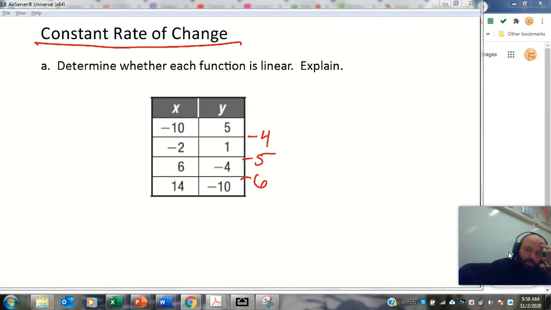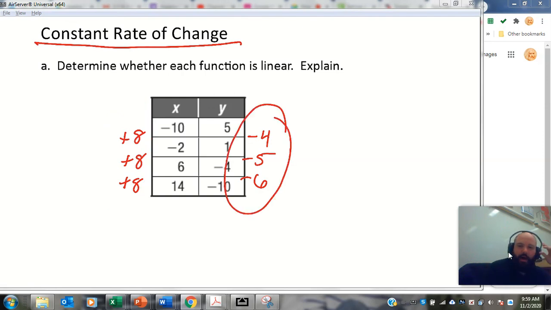And so we can already see that this is not going to be a linear set of data because the y values are not the same. But let's look at the x's. Over here, I'm adding 8 to go from -10 to -2. And then from -2 to 6, that's also adding 8. And then from 6 to 14, that also added 8. So you can see the x values are consistent, right? But because the y values are not the same, this is not linear. And so the answer would be no.